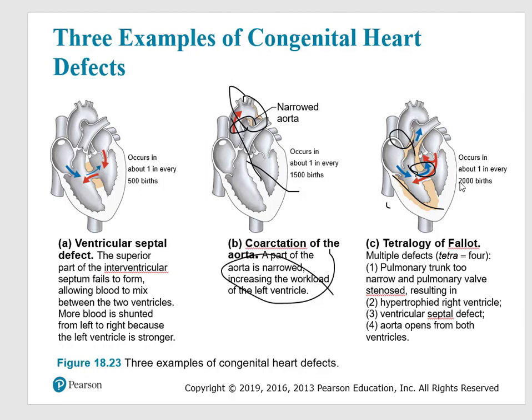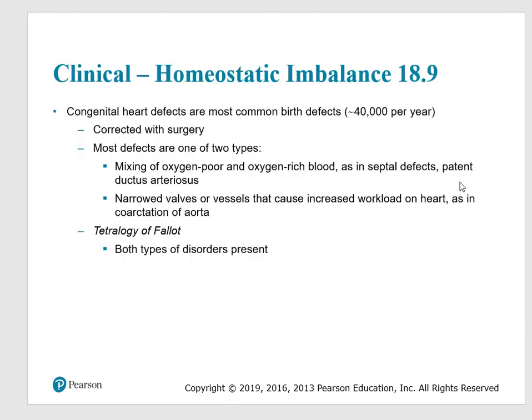And then the next thing, why do you have hypertrophy of the right ventricle? Because of the narrowing of the pulmonary trunk, and also you're receiving blood from the left ventricle as well. So you have too much workload going on. All of these conditions together are what tetralogy of Fallot is. Tetra is 4, and Fallot is the guy who found it. So 1 in 2,000 births can have that, and again, it has to be surgically repaired when it happens.